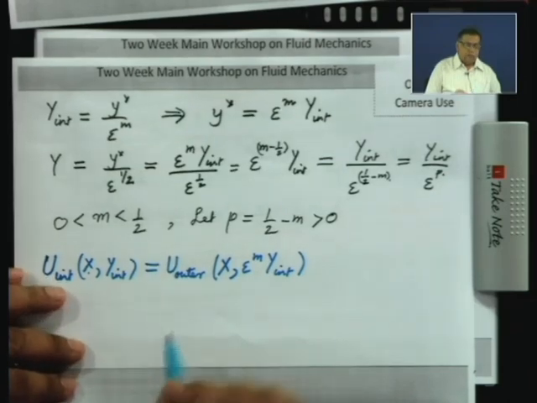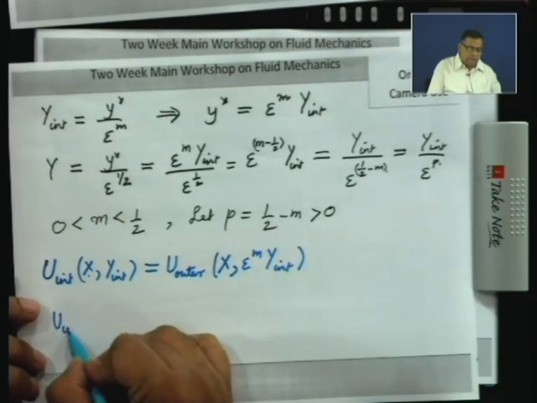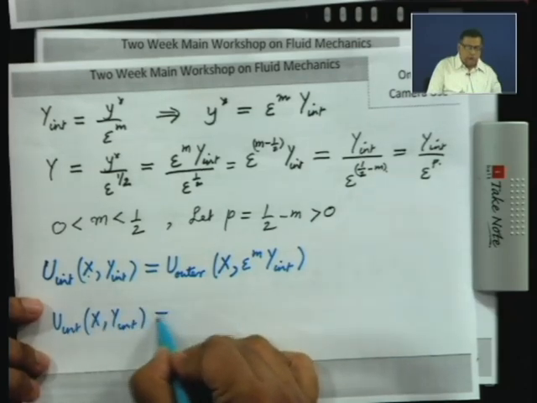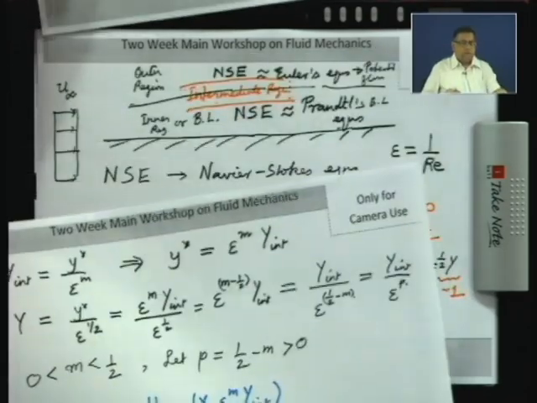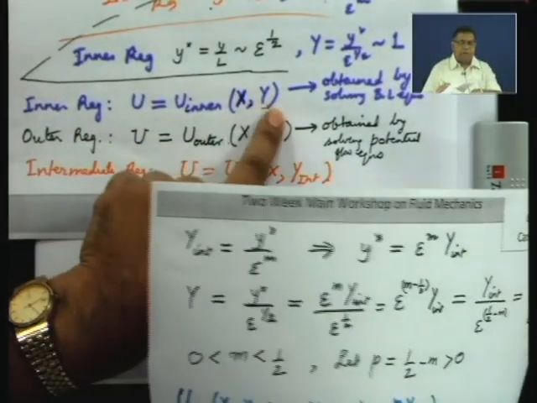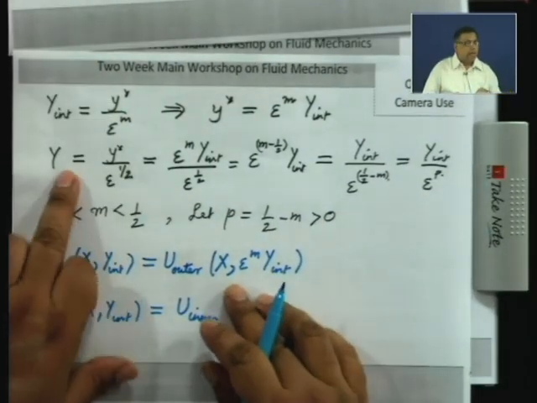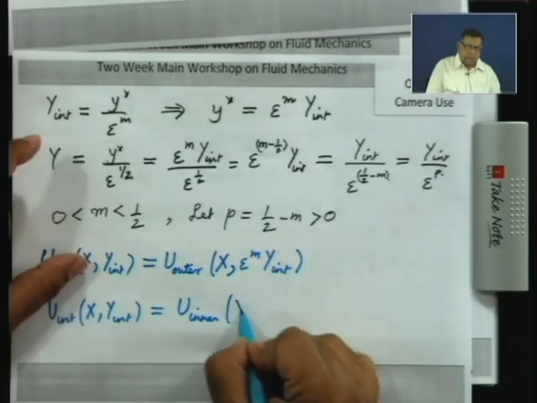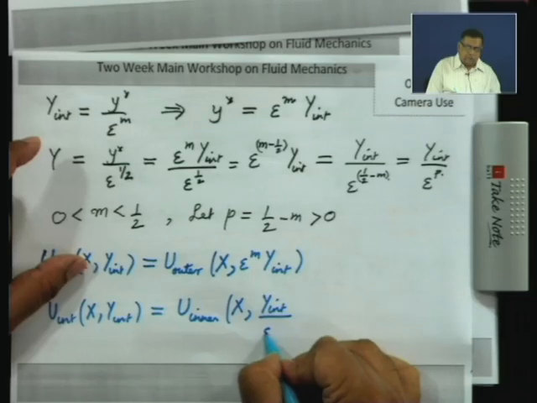Now, I can also have another representation for this u intermediate of x and y intermediate. Now, I can take the inner flow solution, which was a function of x and capital Y. Now, I will express capital Y in terms of y intermediate. So, that is given here: capital Y is y intermediate by epsilon to the power half. So, I will write it as x and y intermediate by epsilon to the power p.